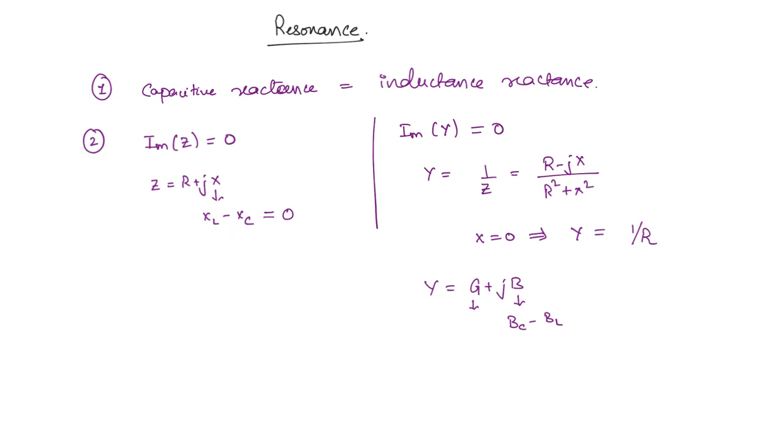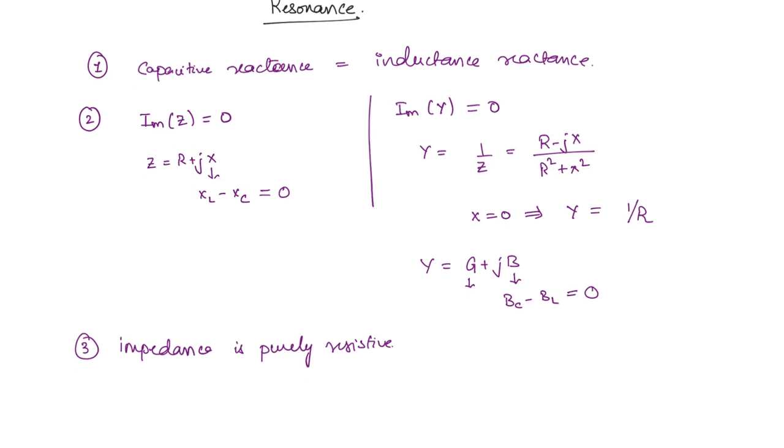Okay, so that's why we are writing BC minus BL here, and for impedance we are writing XL minus XC. Okay, so if imaginary part of the admittance is equal to 0, then BC minus BL will be equal to 0. So what is the other way to look at it? The impedance is purely resistive. So these are all various ways in which we can look at resonance.